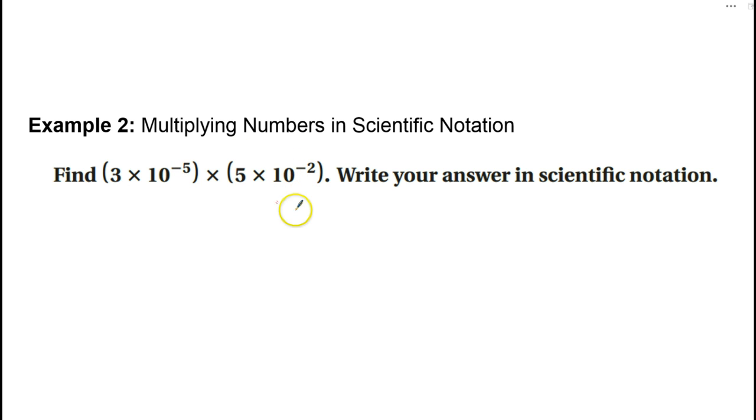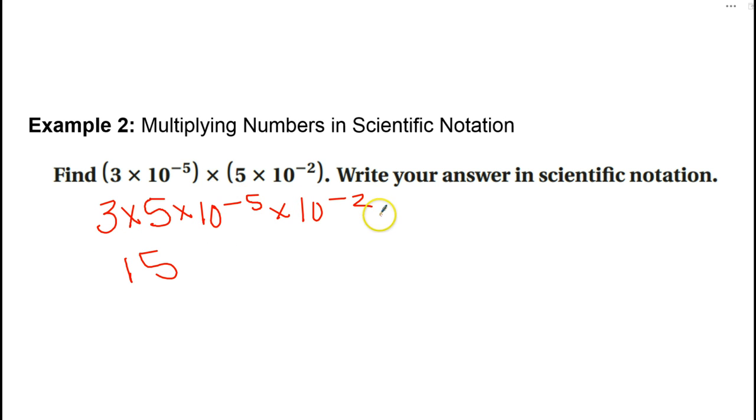The great thing about this is you do not have to worry about the powers being the same. So this is really the same thing as 3 times 5 times 10 to the negative 5th times 10 to the negative 2nd. 3 times 5 is 15. For 10 to the negative 5th times 10 to the negative 2nd, remember, we have the same bases, so we can add the exponents. Negative 5 plus negative 2 is 10 to the negative 7th.